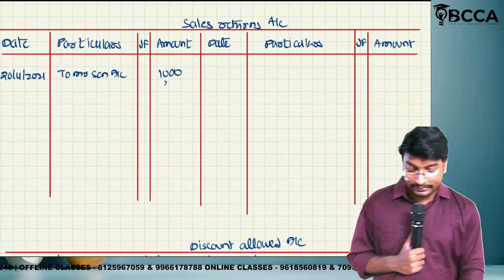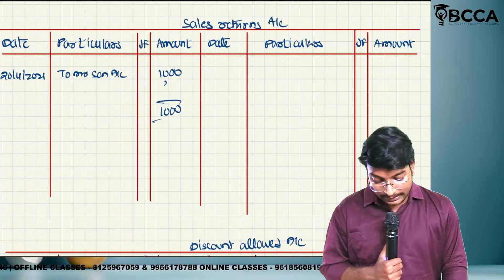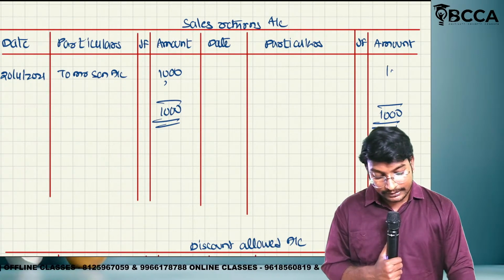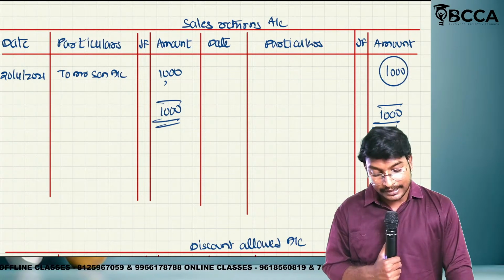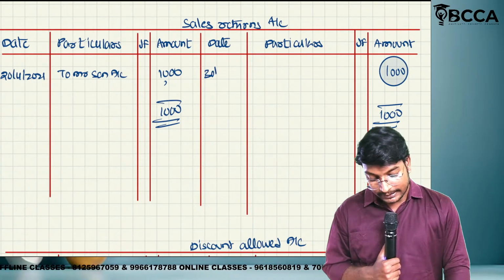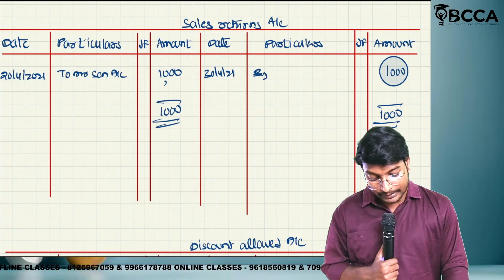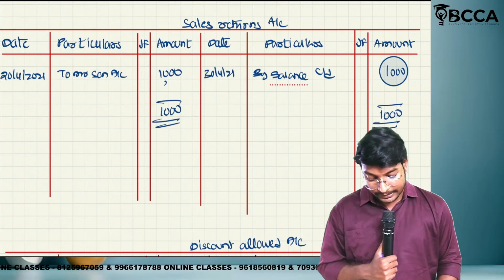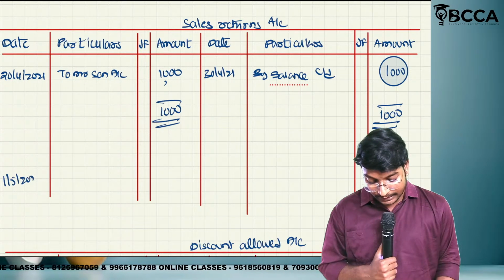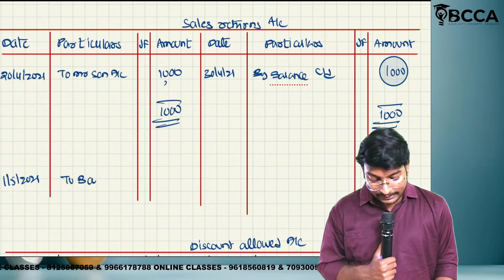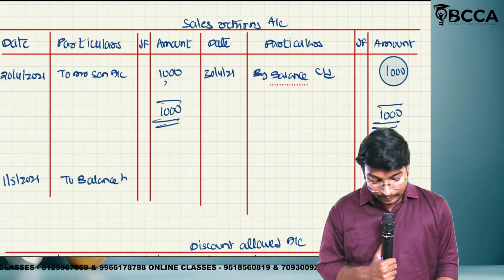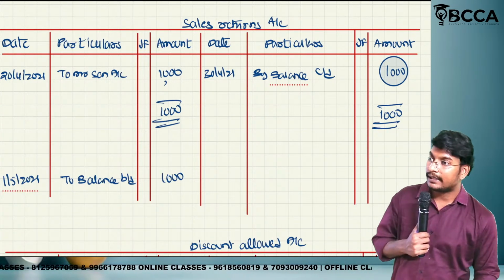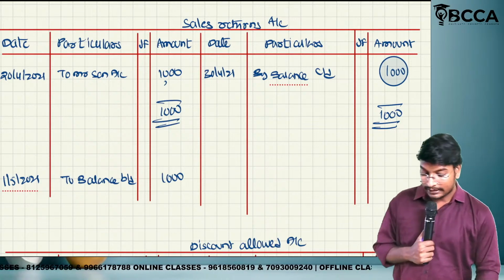Next is sales returns. Which balance? Debit balance. So 1000 and 1000. What is the difference amount? 1000. This is called a balancing figure. Okay? 30th April 2021, by balance carried on. It should be transferred to the next month, 1st May 2021, to balance brought down. How much? 1000. What is the balance of this account? Debit balance, which should be recorded on the debit side of the trial balance.